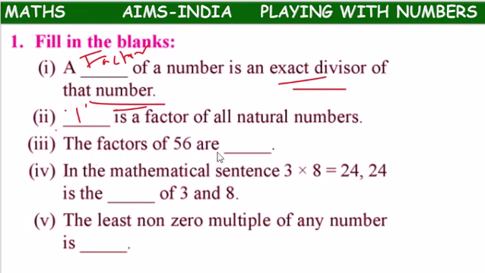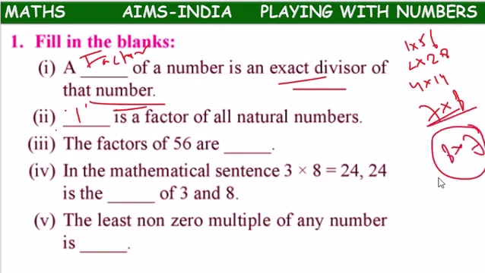The factors of 56 are. So 1 into 56 we can write. Or 2 into 28 we can write. With 3 we cannot write. With 4, 4 times 14 we can write. With 5 we cannot write. With 6 we cannot write. With 7, 8 times 56 we can write. With 8 into 7 means repeated. 7 into 8 repeated. Now no need to count from here. These are enough.